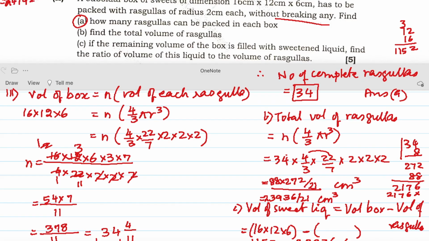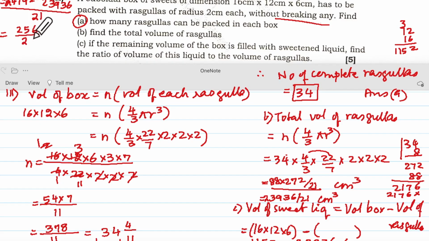2492 minus 23936 and the whole thing upon 21. Find the ratio of volume of this liquid to the volume of rasgullas. Okay, so after you subtract, what are you getting? 256 upon 21. Just check if he's right.